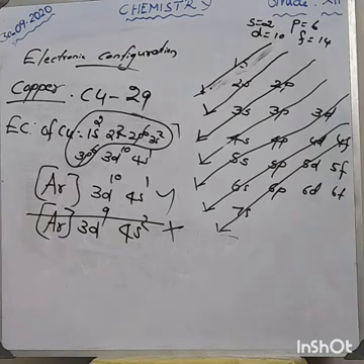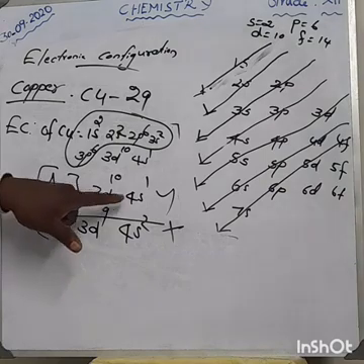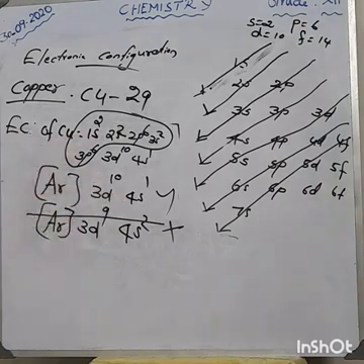In the case of copper and also chromium. Write carefully. It's a very important question for the 2-mark question. Argon, 3d10, 4s1. This is the electronic configuration of copper.